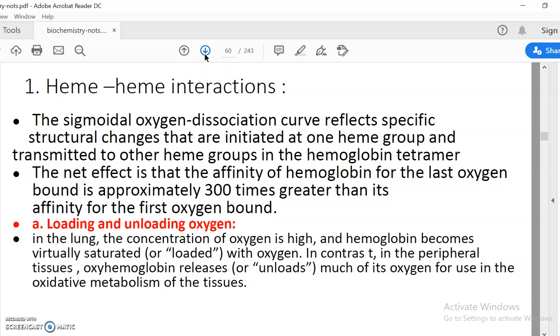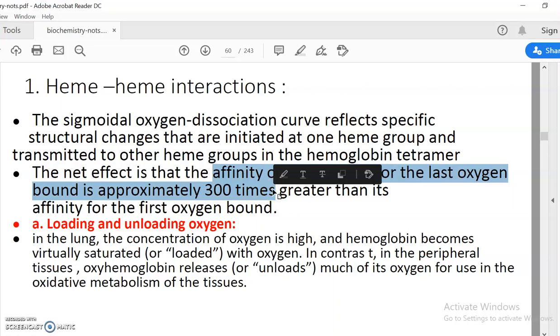The net effect is that the affinity of hemoglobin for the last oxygen bound is approximately 300 times greater than the affinity for the first oxygen. As we said previously, the binding of the first oxygen molecule to hemoglobin increases the affinity of hemoglobin to bind the second, the third, and then the fourth oxygen.